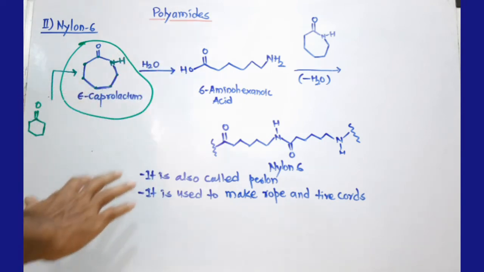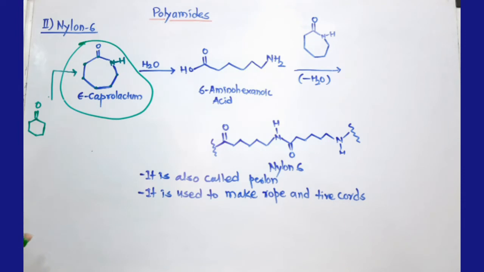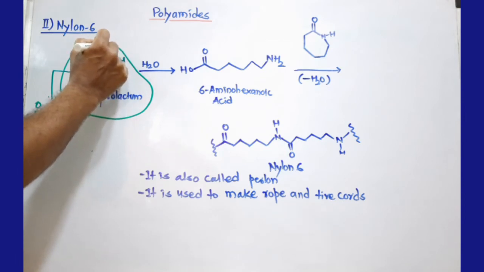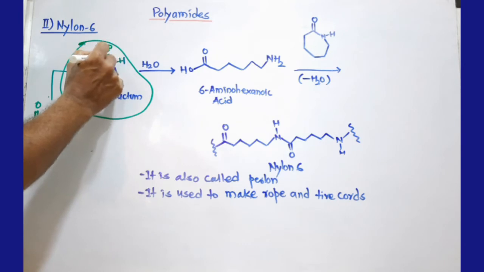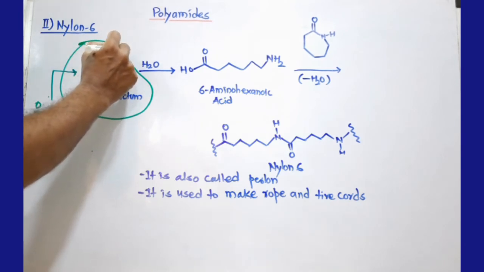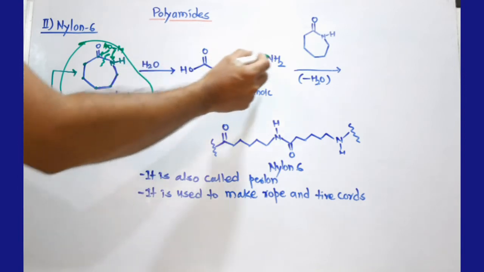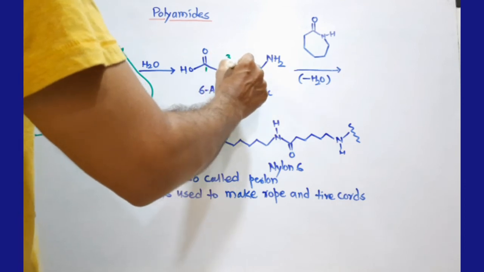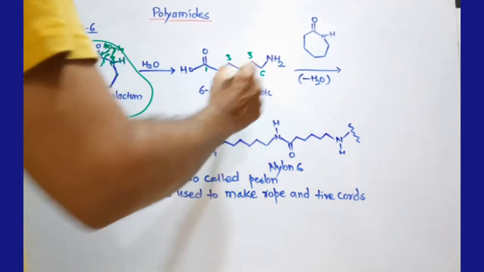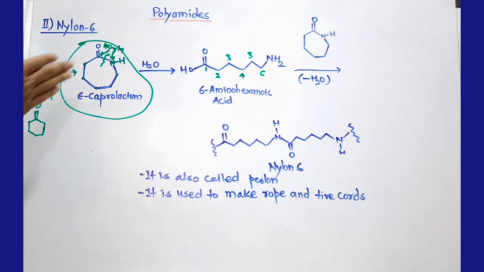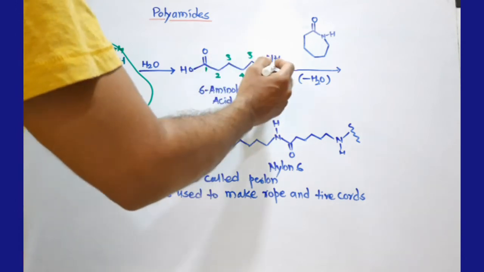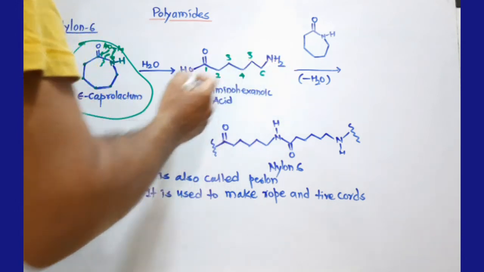In aqueous solution, it undergoes hydrolysis. What does hydrolysis mean? OH is going to join here to break this bond, and H is going to join here to form the NH2 group. So we get 6-amino, having 6 carbons, 1, 2, 3, 4, 5 and 6. At the 6th position an amino group is present, which is formed after the hydrolysis of caprolactam. And now we get 6-aminohexanoic acid, because of 6 carbons.